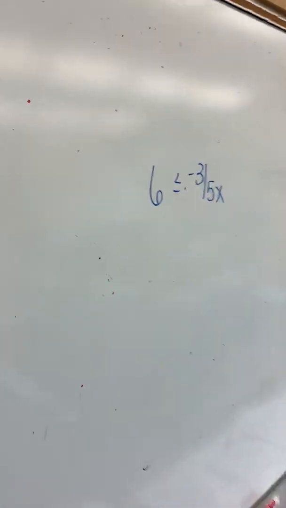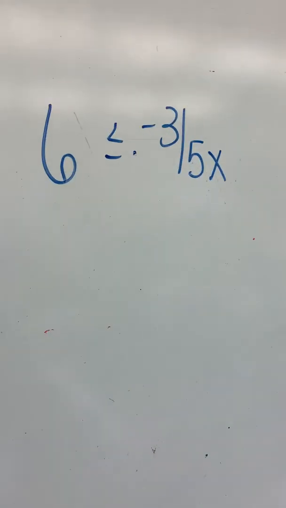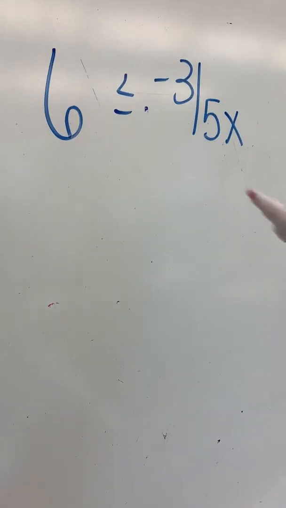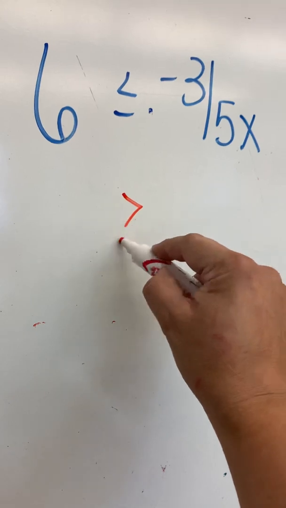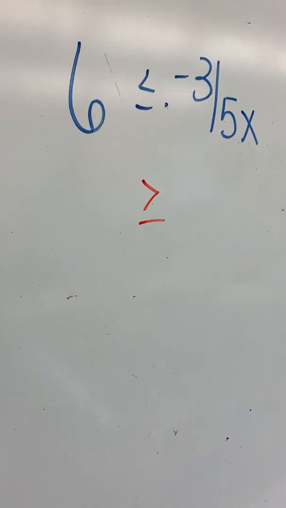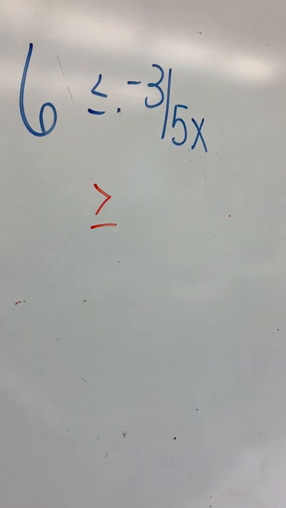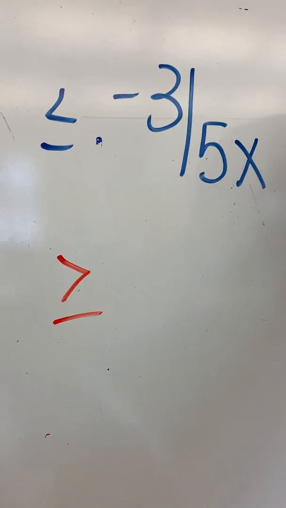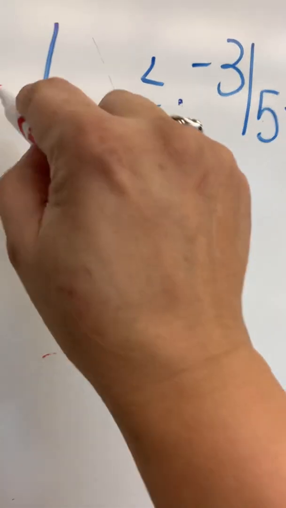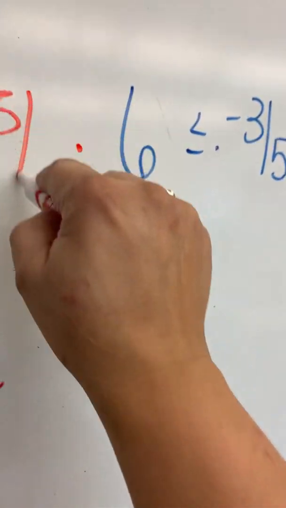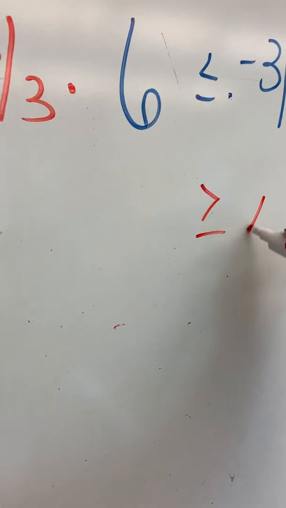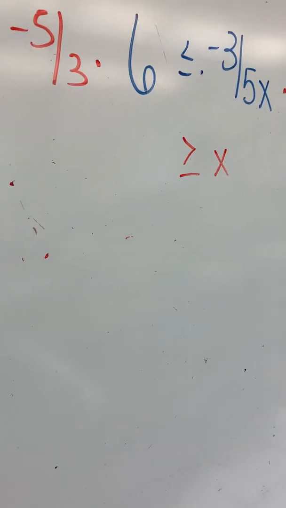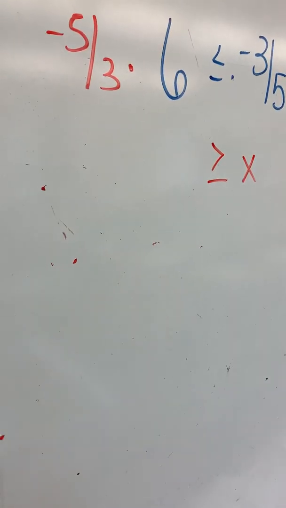Okay, this one here. Again, we're going to be multiplying by a negative. So I'm just going to go ahead and flip that inequality sign right off the bat. Multiply by the reciprocal, okay, to clear that fraction. So I'm going to multiply this by negative 5 over 3. So that cancels, so x is by itself. I already flipped the inequality.